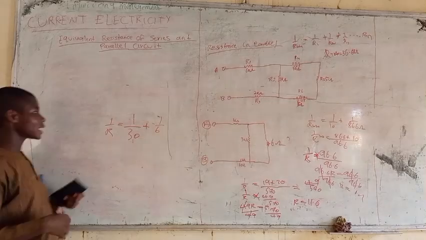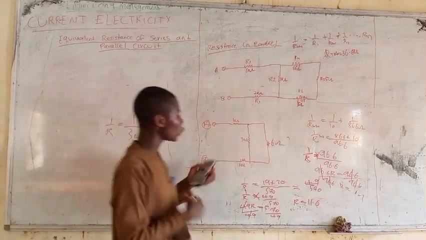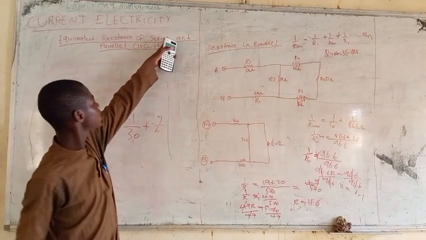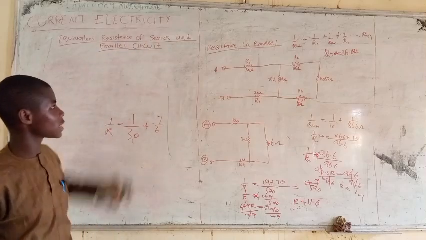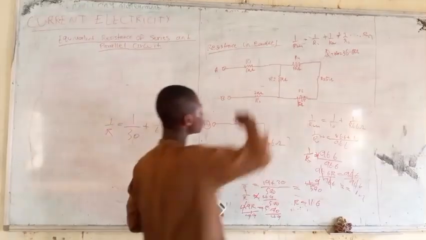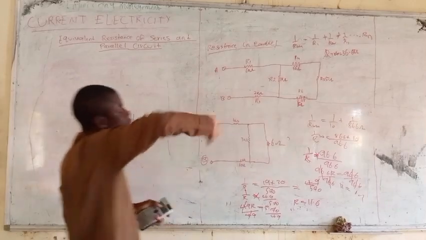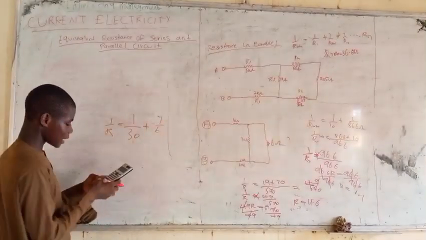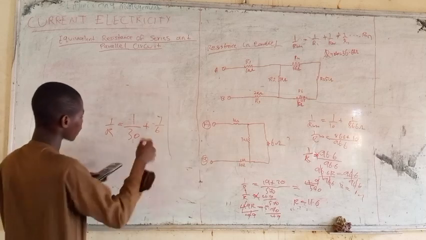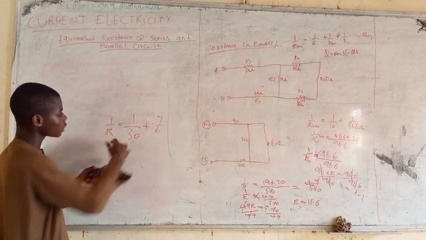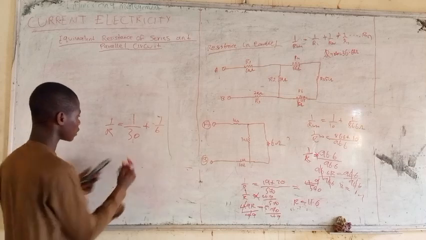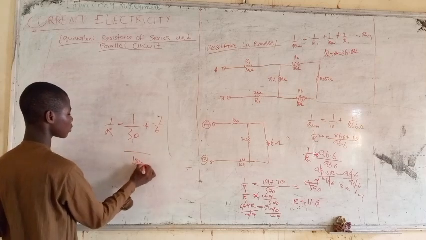Okay, we are following the same method, either series or parallel, and this is the equivalent resistance. The equivalent resistance just means the total resistance. Let's say the LCM between 30 and 6. If you are to find the LCM, you can multiply them. 30 times 6, we have 180.